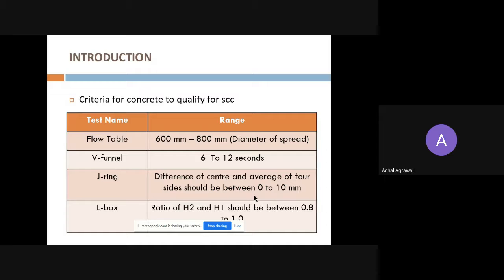Second, in the V funnel, if we allow the free flow of concrete from the funnel and it is emptied in 6 to 12 seconds, then it is self-compacting. There are also the J-ring and L box. These are some of the tests we perform in the fresh state of concrete. If the values range in between these limits, then we can call our conventional concrete a special concrete, termed self-compacting concrete, which can be placed and consolidated under its own weight without need of any external vibration.